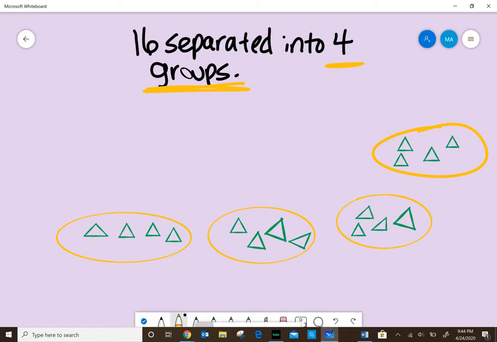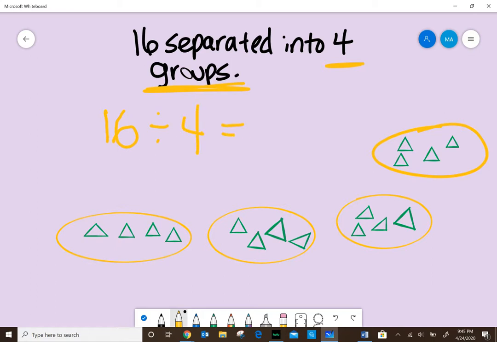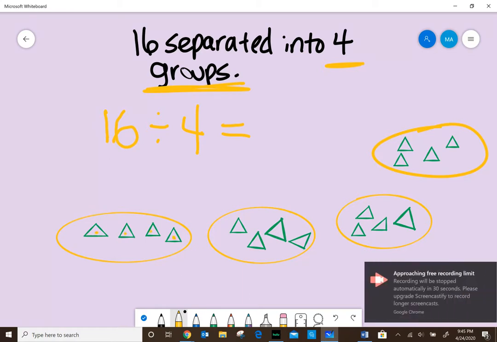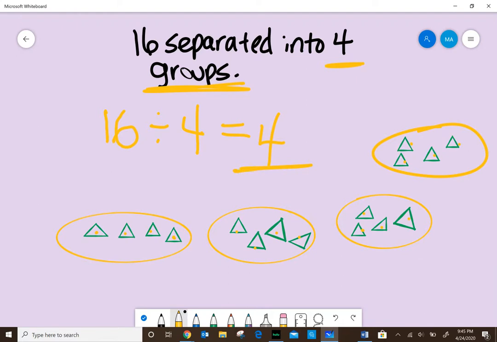Now, you're going to have to solve. You have 16 separated into 4 groups. You had to separate the 16 triangles into 4 groups. So how could we write that? We could write that as 16, which would be your dividend, divided by 4, which is your divisor, because we had 4 groups. Now, how many objects did we have in each group? How many objects did each group get? 1, 2, 3, 4. Did each group get 4, boys and girls? Let's see. 1, 2, 3, 4. Yes. So we just solved and found out that each group got 4.